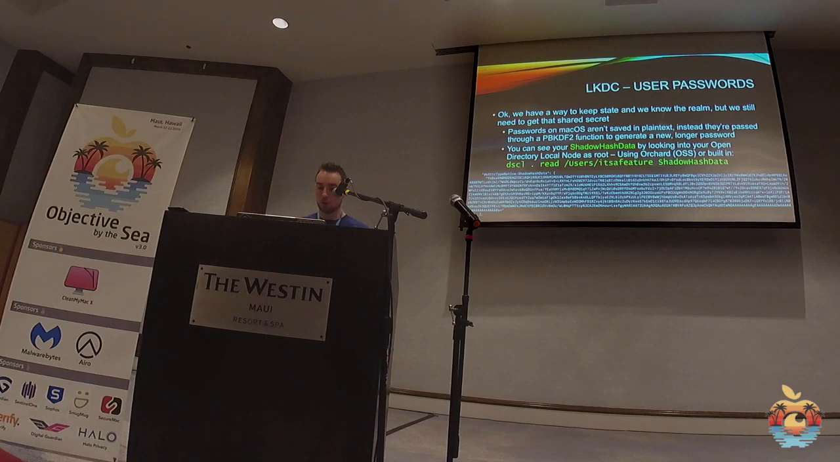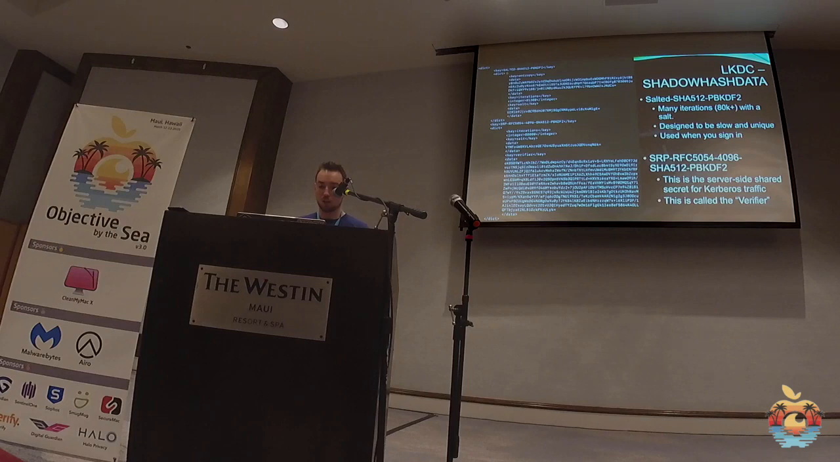If you're ever curious and look at your own shadow hash data, you can do this with DSCL here, or you can use Orchard and get a base64 version like I have here. You can see a couple of interesting things. Up here, your salted SHA-512 PBKDF2, this is your normal Apple password. It's gone through like 80,000 rounds, SHA-512, all this sort of stuff. But there's also this other thing down here. This SRP RFC 5054 4096 SHA-512 PBKDF2. Mouthful, gross, but it's the thing that we're looking for as we start doing this SRP protocol to talk to the local KDC on your box.